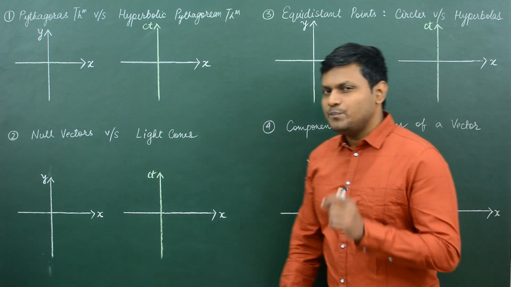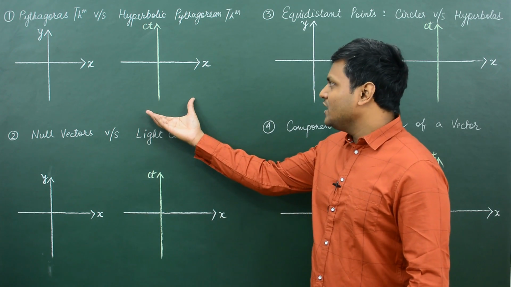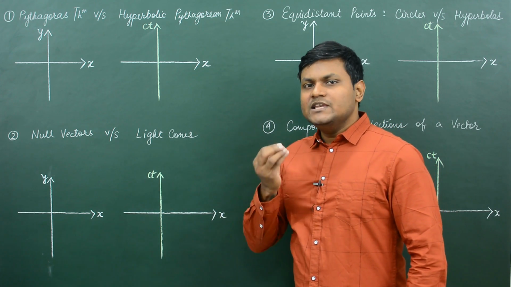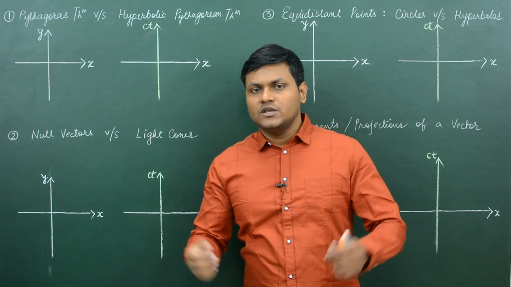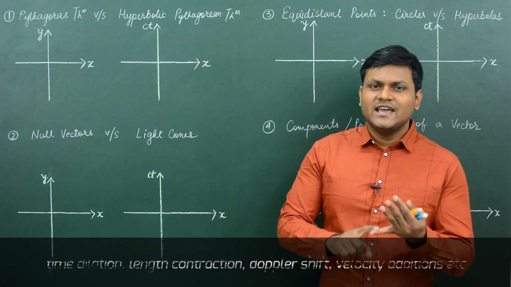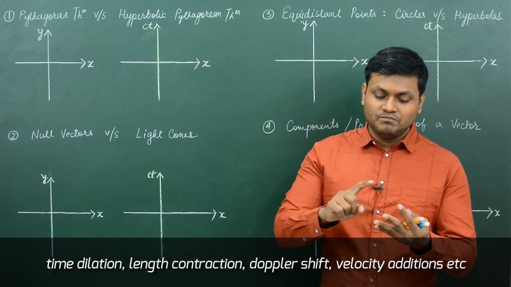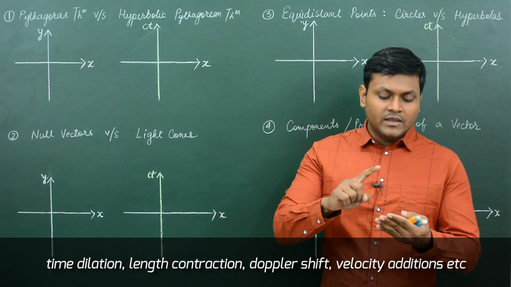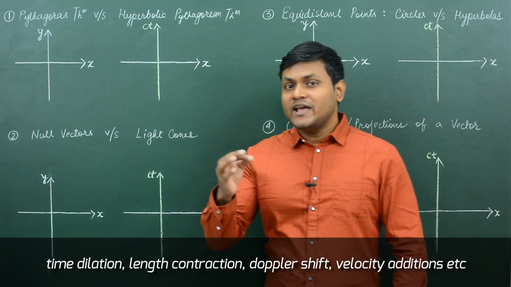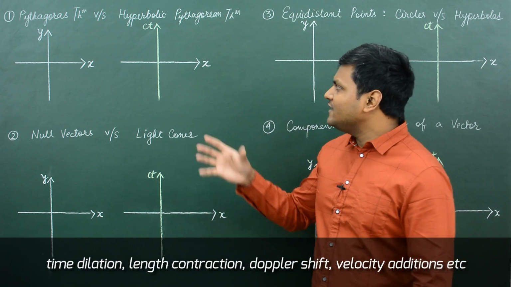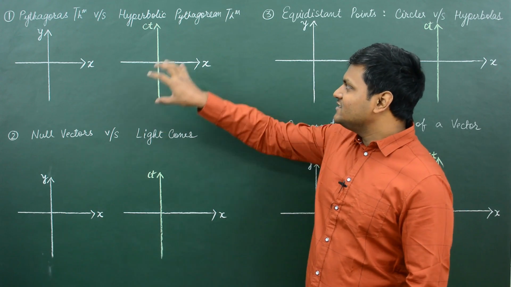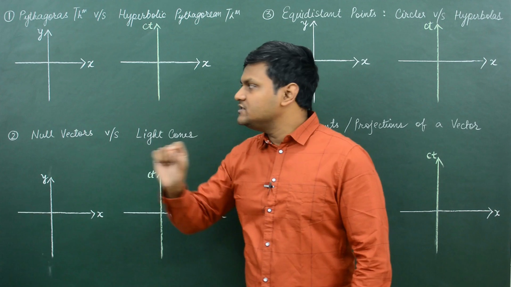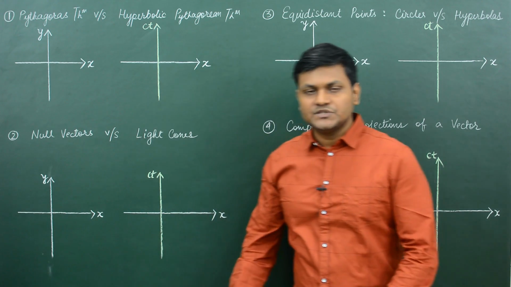The beauty of space-time diagrams is that using very simple intuitive constructions, we can explain some of the bizarre consequences of relativity like time dilation, length contraction, Doppler shift, velocity additions, etc., just by looking at space-time diagrams. However, to do that, we need to understand the space-time construction is slightly different from normal Euclidean space.